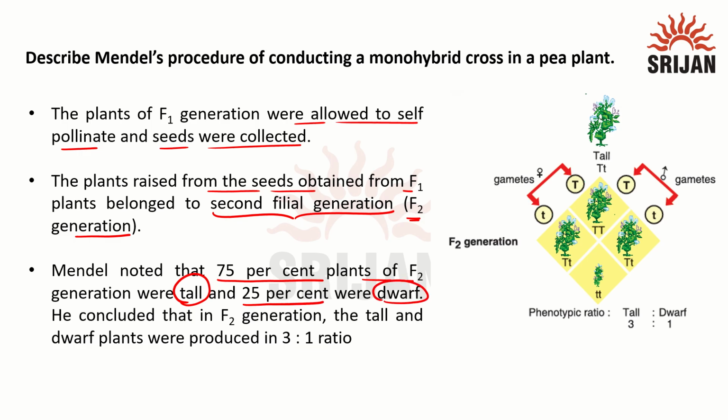He concluded that in the F2 generation, the tall and dwarf plants were produced in a 3:1 ratio. So tall, that will be one homozygous tall and two heterozygous tall. So 3 tall and 1 dwarf. This is phenotypic, that is what is visible to us.